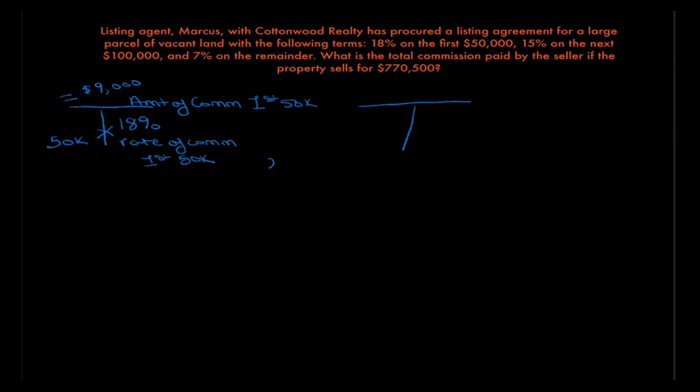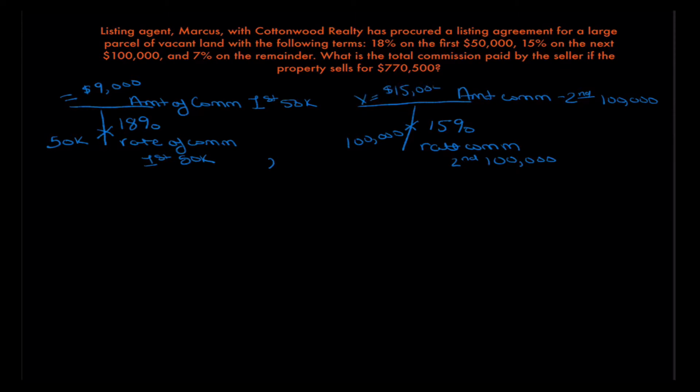And this next T-bar and our next rate is 15%, and that's the rate of commission on our next 100,000. Which means up here we're going to put amount of commission on the next 100,000. And of course we'll base this off of 100,000. Again, we'll multiply and we'll find out that's a commission of $15,000. That's not the answer to our problem, so we're going to get to our next T-bar.